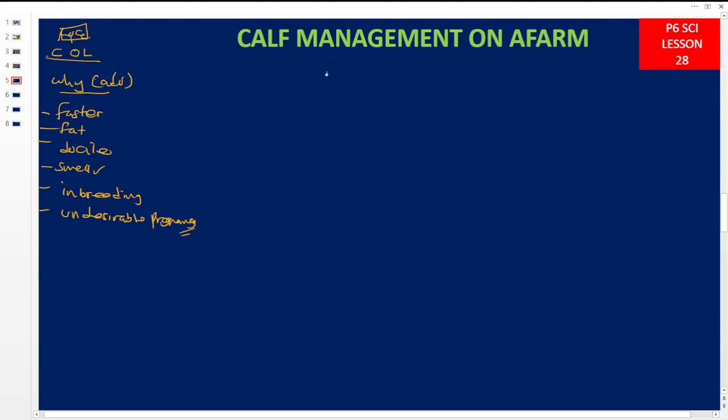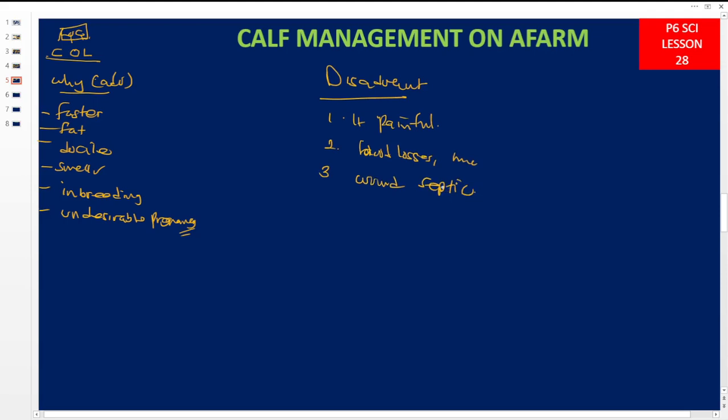Now, let us see. However good it is, it has disadvantages. One, it is painful. Can you imagine if you are the person and they castrate you like that? Remember, they castrate them without using any anesthesia. So it's so painful. Two, the animal may lose a lot of blood, so this animal might become anemic. Three, the wounds might become septic.